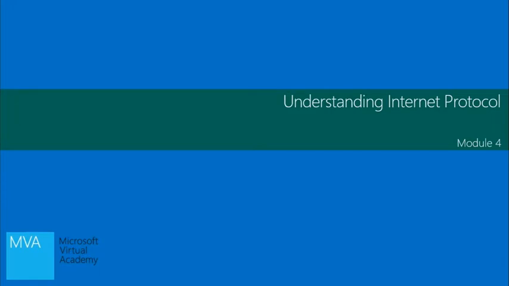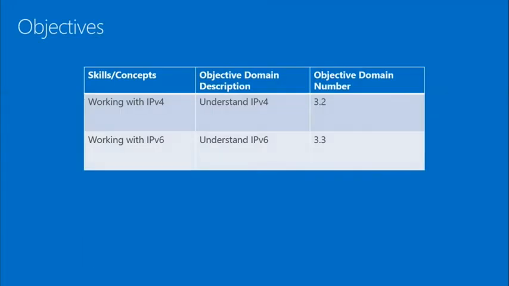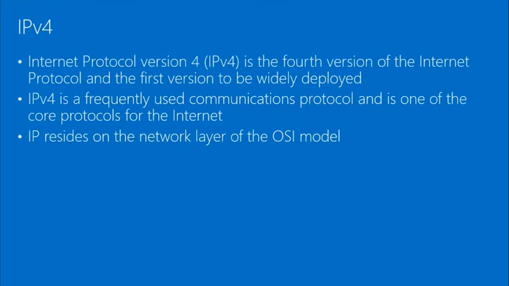Okay, Understanding Internet Protocols. Again, back to our objectives. For our objectives, we're talking about working with IPv4 and working with IPv6. So Internet Protocol version 4 and Internet Protocol version 6. Internet Protocol version 4, IPv4, is the fourth version of the Internet Protocol, yet it's the first version to be widely deployed. It's the frequently used communications protocol for the Internet.